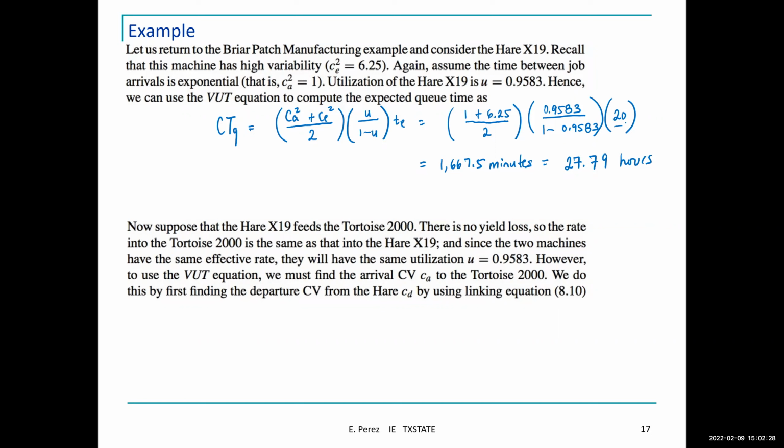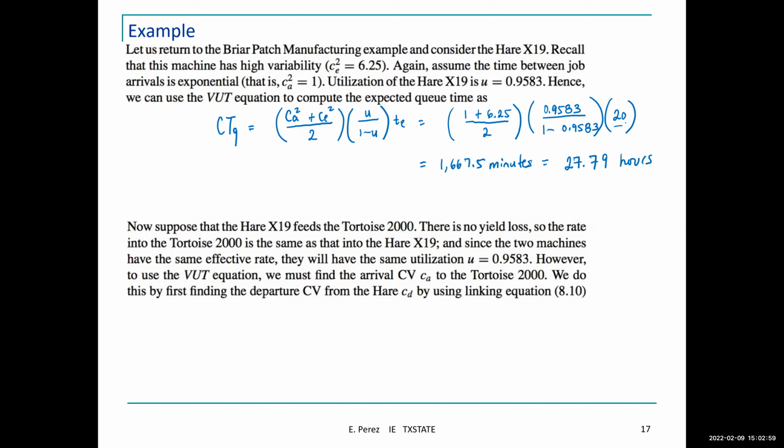So now suppose that this X19 feeds the tortuous 2000. There's no yield loss, so the rate into the tortuous 2000 is the same as that into the X19. And hence, since the two machines have the same effective rate, they will have the same utilization. However, to use the VUT equation, we must find the arrival coefficient of variation, CA, to the tortuous 2000.